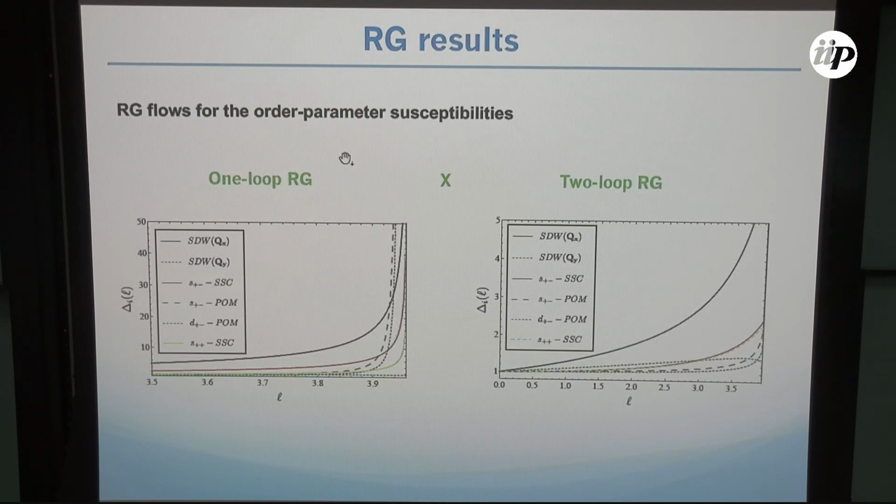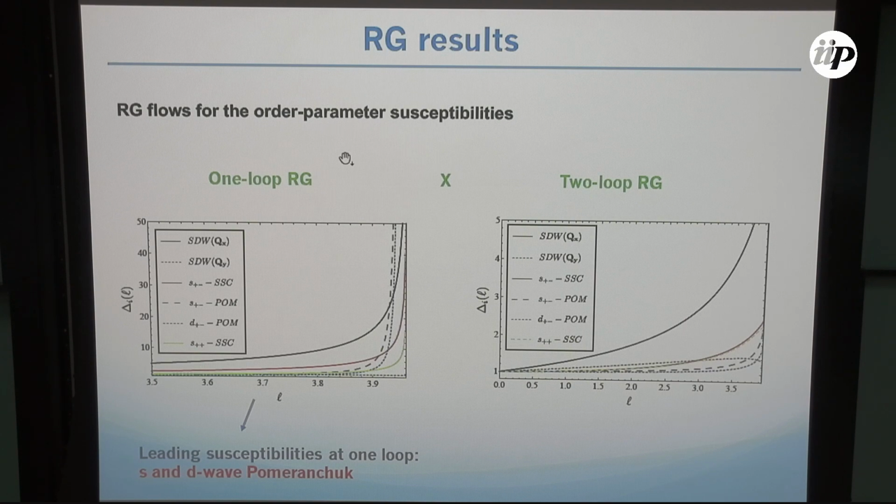So we do that. Here I show you the RG flows for the other order parameter susceptibilities, both at one loop and at two loop, in order to compare. At one loop, you see that the dominant instability is given by both the S and D wave Pomeranchuk instability. Here, the black line is the stripe-type antiferromagnetic instability, which loses to the Pomeranchuk one. This red line here is S plus minus superconductivity, which is the fourth instability in the model.